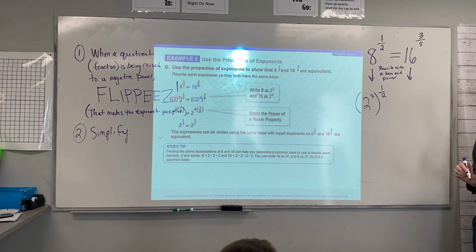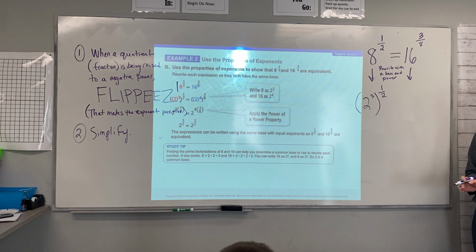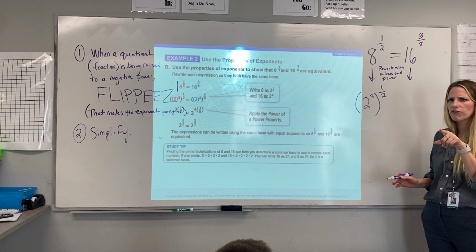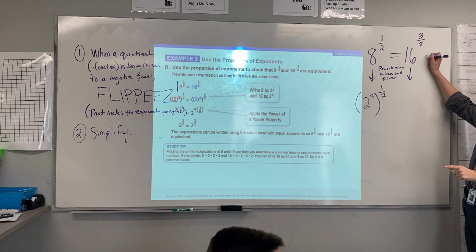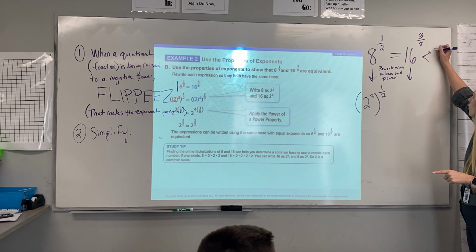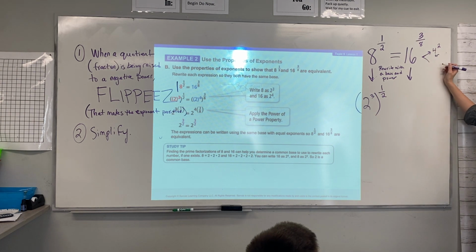I'm gonna rewrite 16 as a base and a power. There are 2 options. Name both of them. 4 squared, yeah, not 4 cubed. So this could be 4 squared or 2 to the 4th.